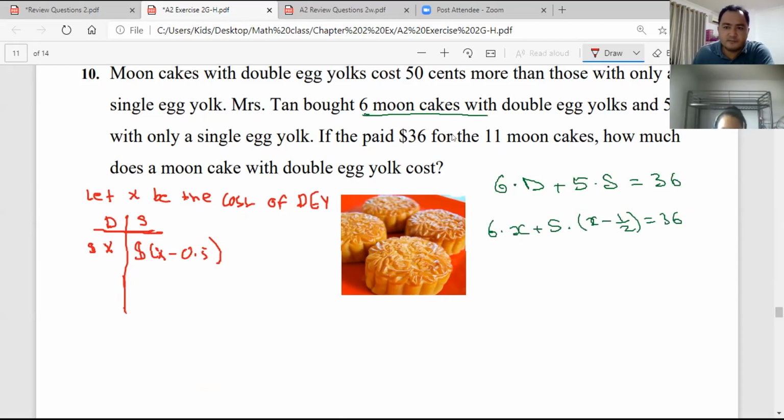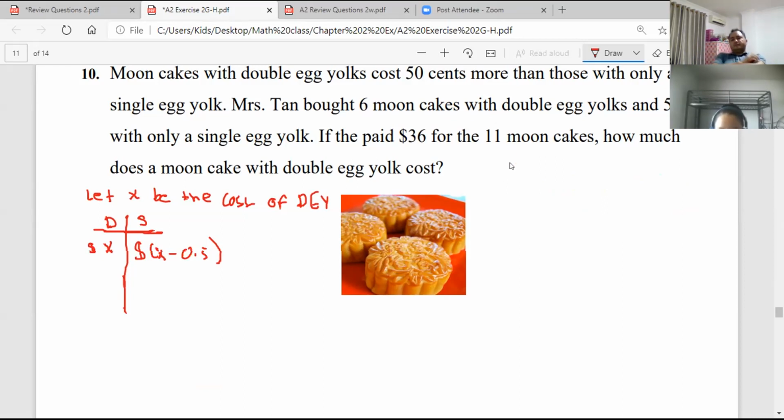Oh, okay. So 6 times D plus, is it D or P? It looks like P. It's supposed to be a D. Times D, D times S plus S, right?